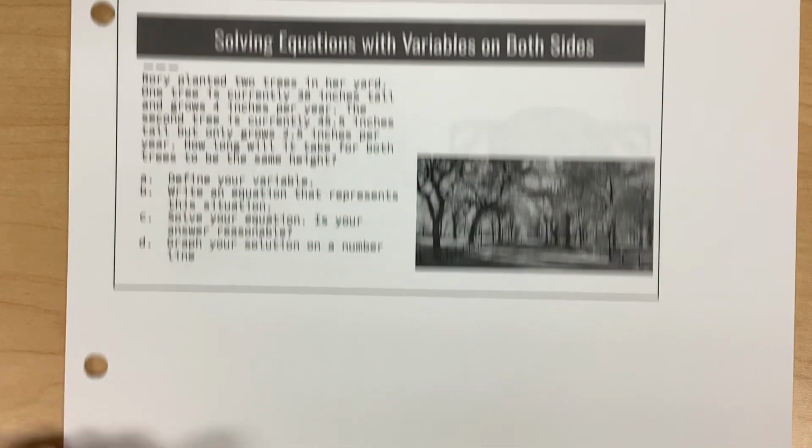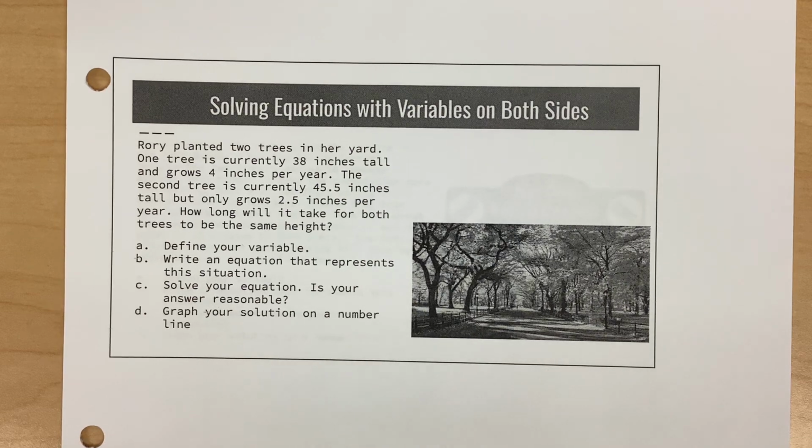Let's try the next one. All right, this one is our first one with variables on both sides. It says Rory planted 2 trees in her yard. One tree is currently 38 inches tall and grows 4 inches per year. The second tree is currently 45.5 inches tall, but only grows 2.5 inches per year. How long will it take for both trees to have the same height?